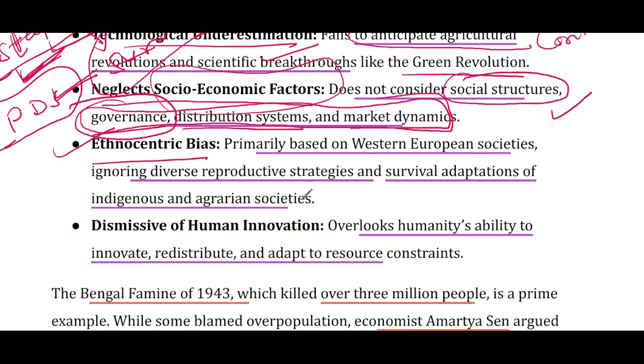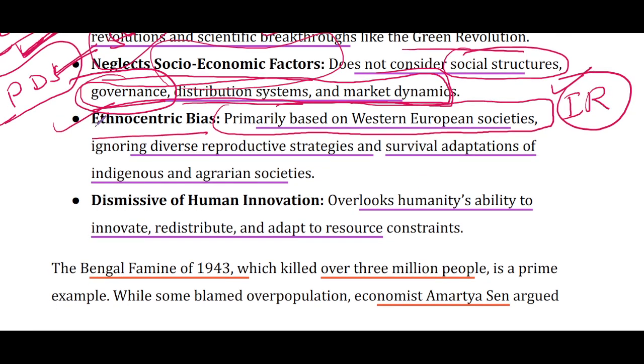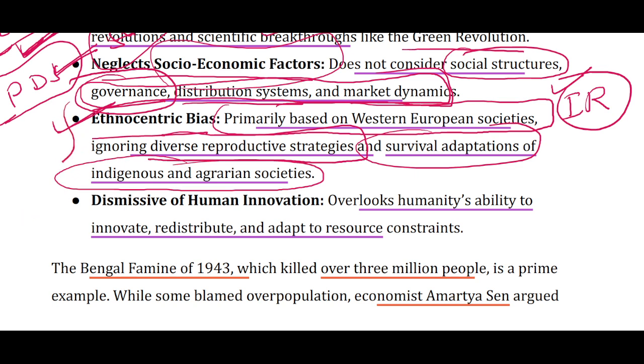Then the ethnocentric bias: this study was primarily based in Western European society, especially of the industrial revolution time. The whole postulation ignored diverse reproductive strategies and survival adaptations of different indigenous and agrarian societies. Many cultures have different types of reproductive strategies. So all of those contraceptive methods have not been looked into.